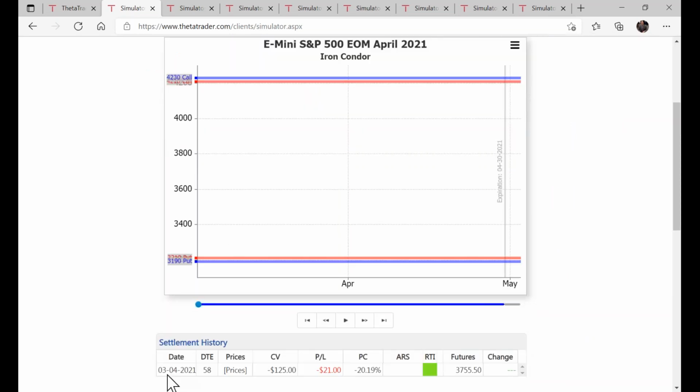So here is an example. Let's go back in time to March 4 of this year. And let's assume we placed this end of month April Condor. We'll use these buttons to go forward. You can go backwards in time. You can go all the way to the end.